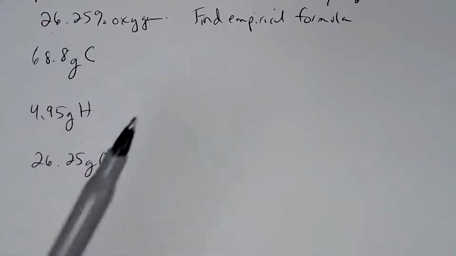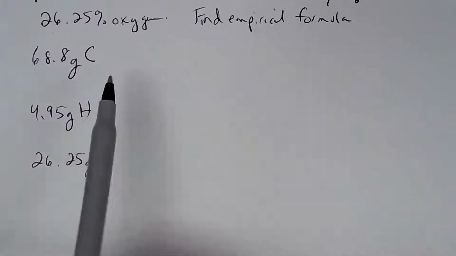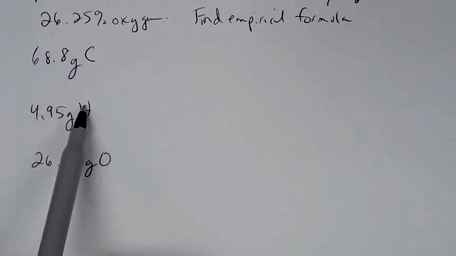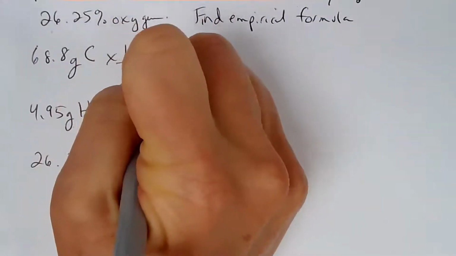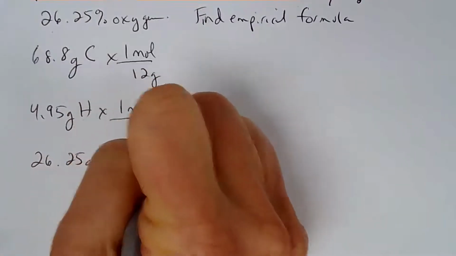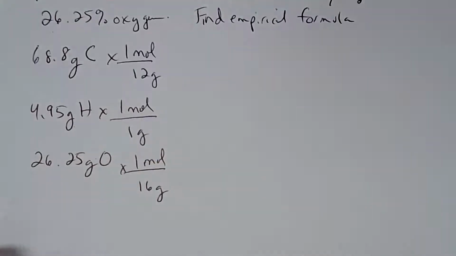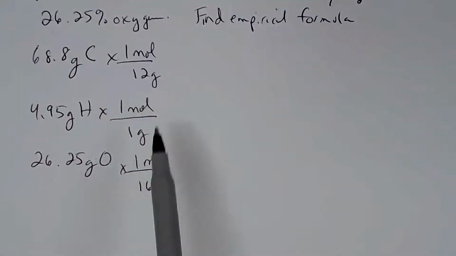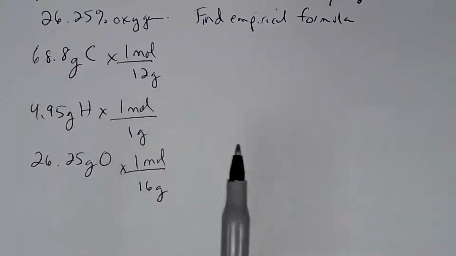So first step is to convert everything to grams. Then what I'm going to do is divide by their respective molar masses. So divide by carbon, hydrogen, and oxygen's molar mass. So carbon is, of course, 12. Hydrogen is a mass of 1 gram. And oxygen is 16 grams. And again, you could set this up as proportions if you'd like, but I typically show it this way.